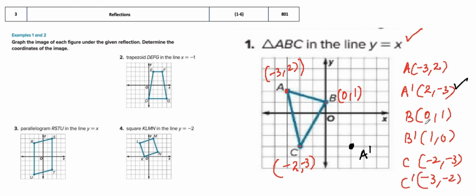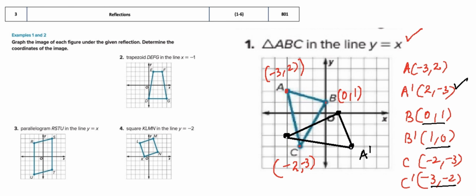B dash is 1, 0, this is the point 1, 0. The next point is minus 3 and minus 2. Minus 3 will be here and minus 2 will be down, so this is minus 3 and minus 2. Now you can join these points. So this is the reflection in the line y equal to x.